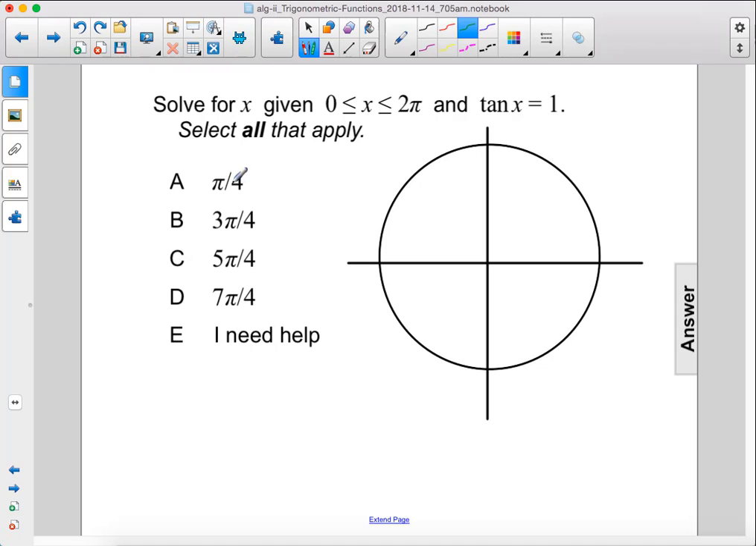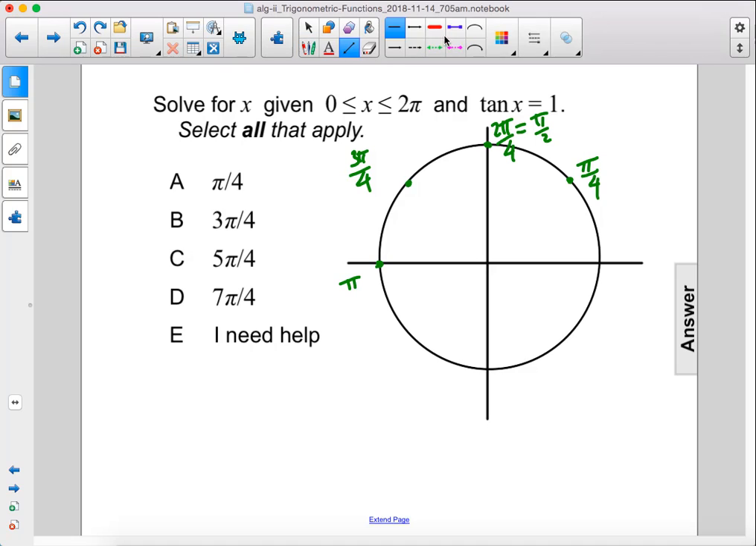Now, pi over 4. Remember, this point here is pi. So pi over 4 would be here. We would have 2 pi over 4 here, which simplifies to pi over 2. And right here we would have 3 pi over 4. That's pi right there. Now let's draw some lines through the origin to there and there.